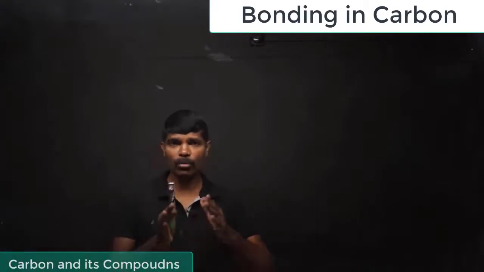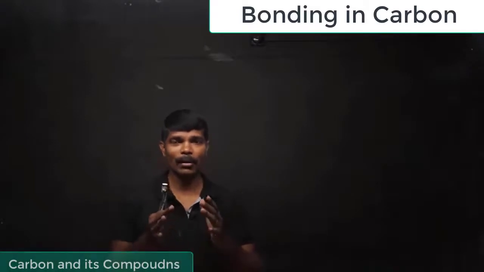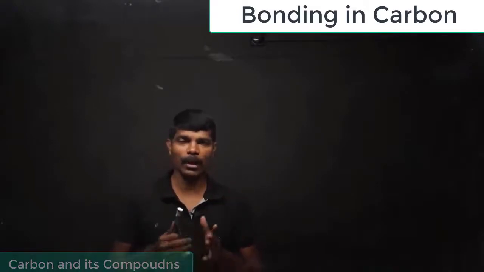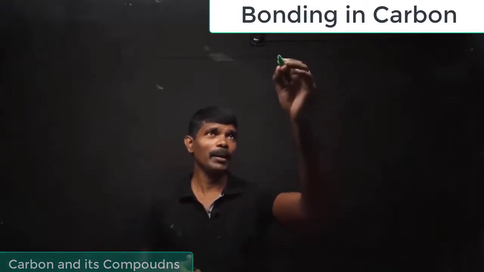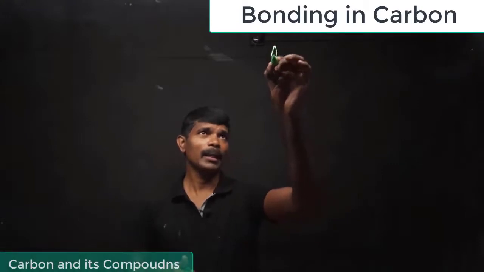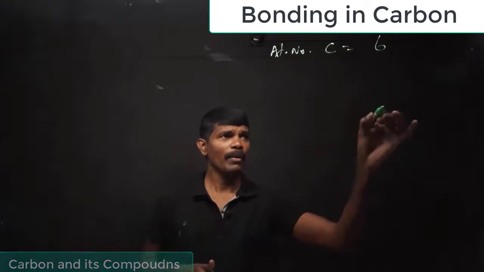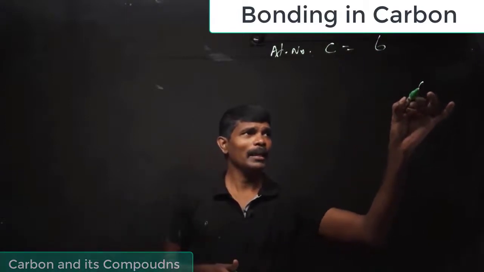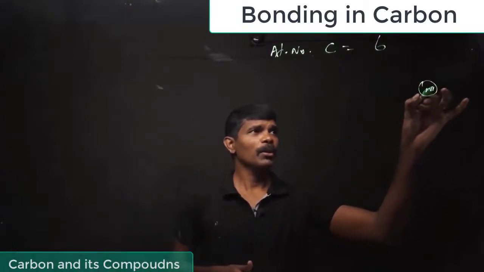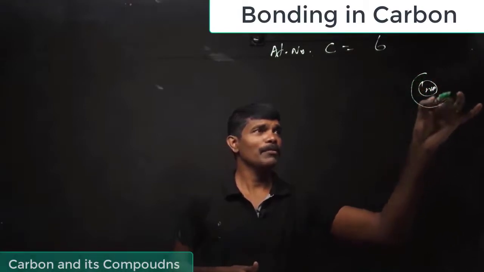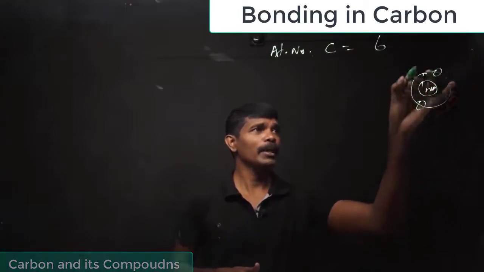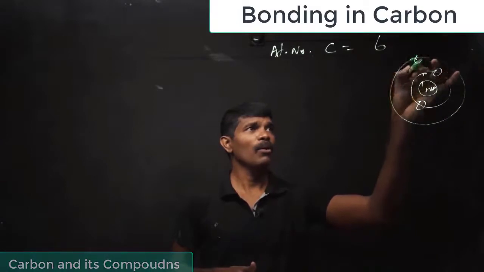So before going to see this, let us draw the electronic configuration of carbon. We know that the atomic number of carbon is 6. So when we draw the electronic configuration here, this is the nucleus, neutrons and protons reside within the nucleus. The first shell will have 2 electrons and the second shell will have 4 electrons.